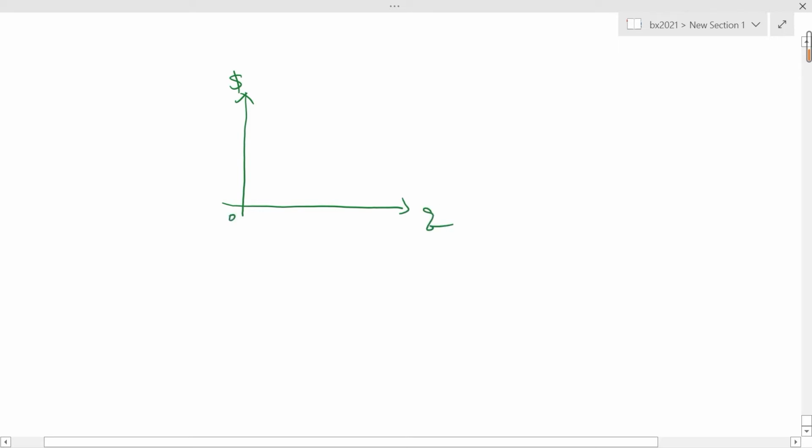Okay, let's look at kinked demand. Let's start from, say, suppose at the moment I'm charging price P, producing output of Q. So I'm at point A.